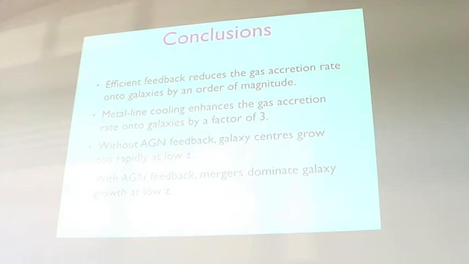Without AGN feedback, the galaxy growth all happens in the center of these galaxies. But with AGN feedback, at low redshift, they grow mostly through mergers, and this mass is all added in the outer parts.